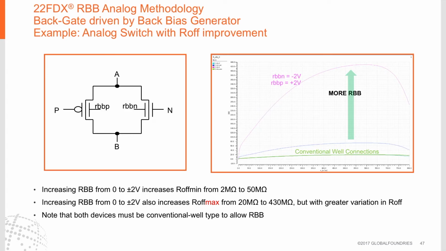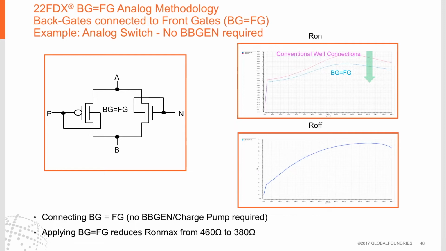Conversely, if we apply reverse backgate biasing to a switch, we can increase the off resistance of the switch dramatically. Here, R off min increases from 2 megohms to 50 megohms, but R off max goes all the way up to 430 megohms, albeit with a greater variation in R off.